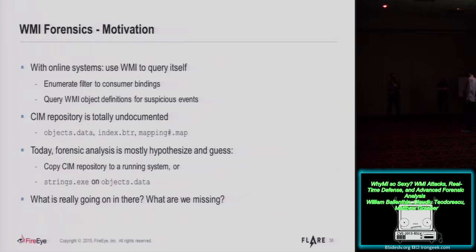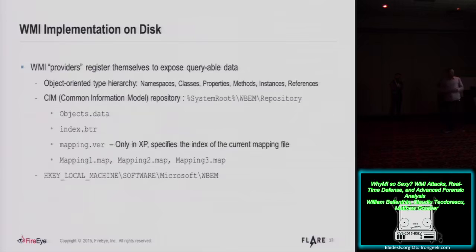So naturally, we went ahead and said, well, what can we do to reverse engineer this? Is there a way that we can do real forensics on the artifacts? So we took a look at the files in the file system that are related to WMI, and specifically the CIM repository. Recall our WMI providers define what data can be exposed and queried through WMI. And this is all organized within this CIM repository.